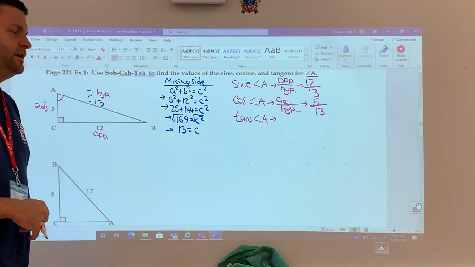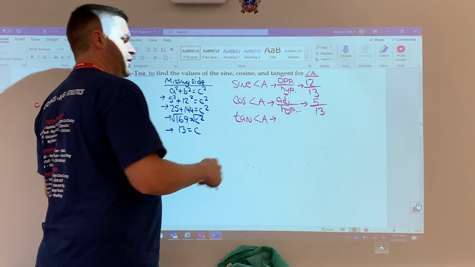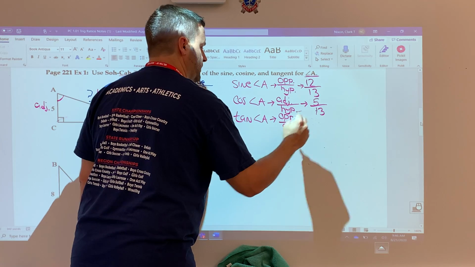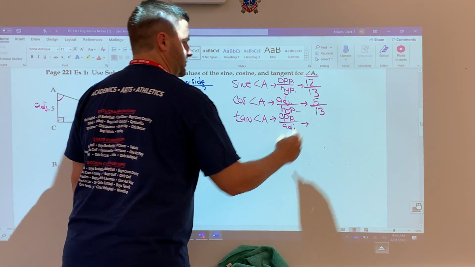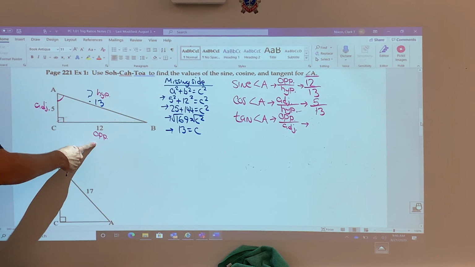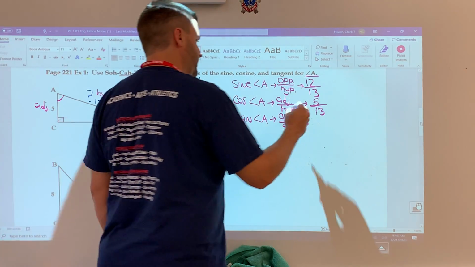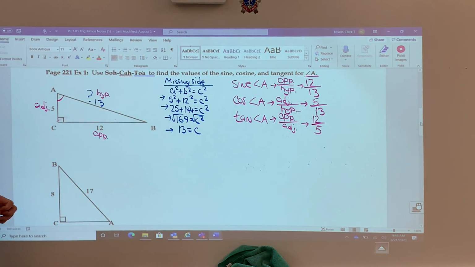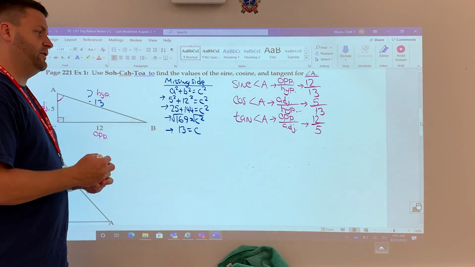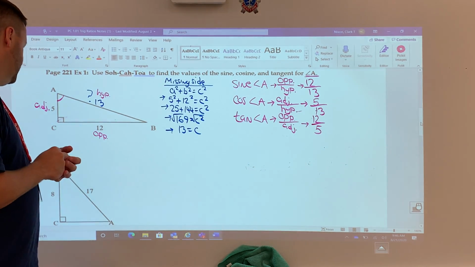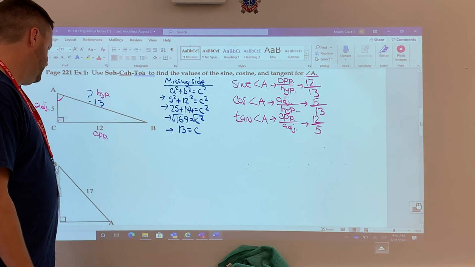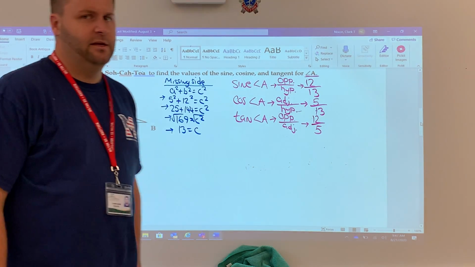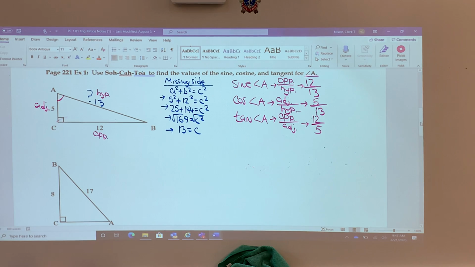And then last but not least, tangent. So tangent of angle A, what is tangent equal to? It's equal to opposite over adjacent. So what's my opposite side here? 12. And then my adjacent side is 5. So therefore, my trig ratio for tangent is 12 over 5. Okay? So I'll give you a second to look at that before I scroll up for the next problem.